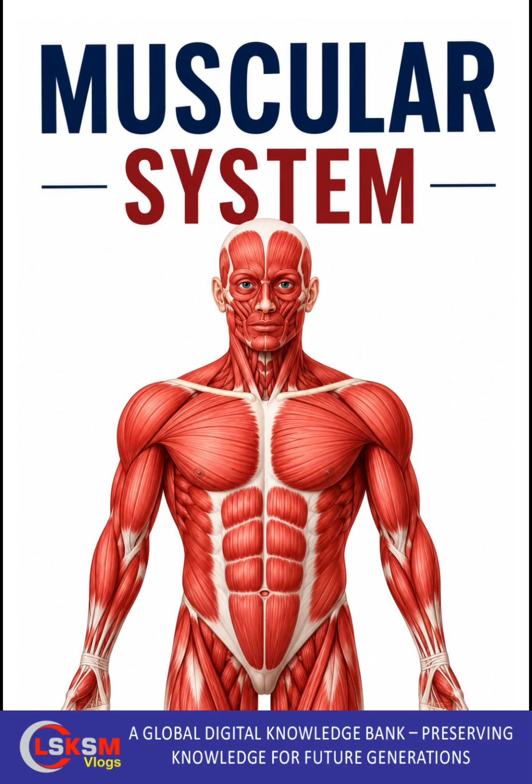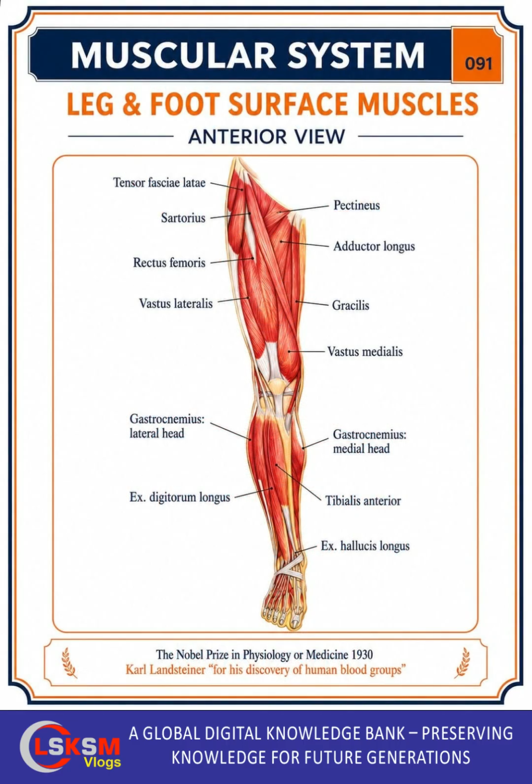Muscular system. Leg and foot surface muscles, anterior view. Shows the major muscles visible from the front of the leg and foot, including the tibialis anterior and toe extensors. These muscles lift the foot, extend the toes, and stabilize walking.